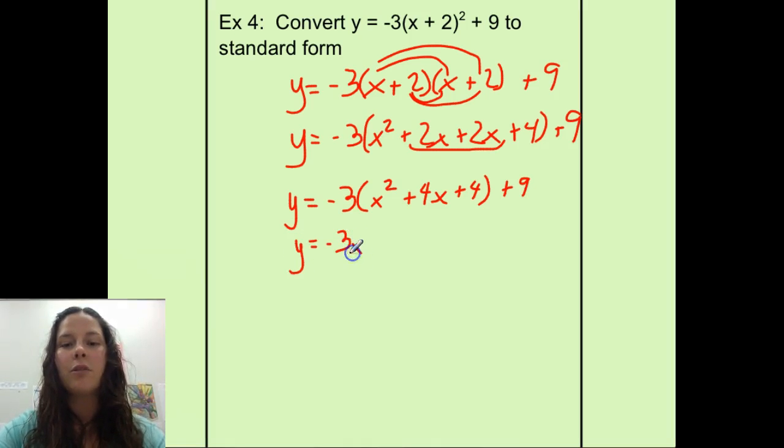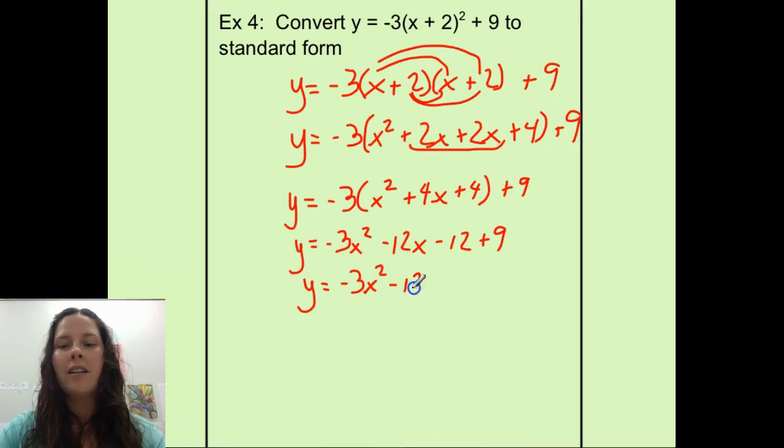Now I'm going to distribute that negative 3 into the parentheses. Negative 3 times 4 gives me a negative 12. And finally, I can add my negative 12 and my 9. So I get negative 3x squared minus 12x minus 3.